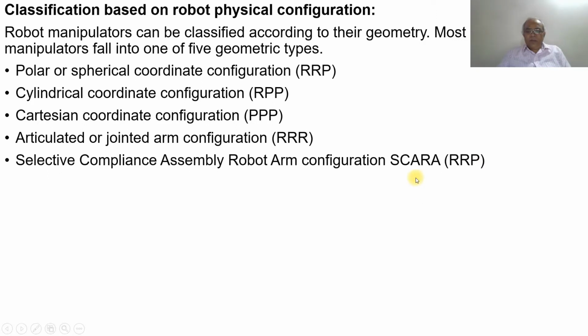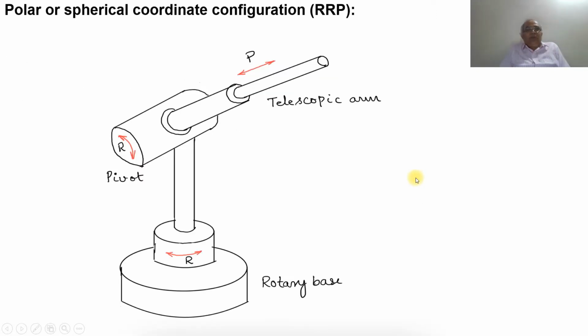Now, first we are going to consider polar or spherical coordinate configuration, RRP. That means R is revolution and P is prismatic. So we have two revolutions and one prismatic. We have a telescopic arm, and this is a pivot, and this is also a rotary base.